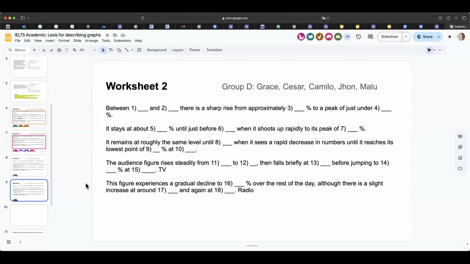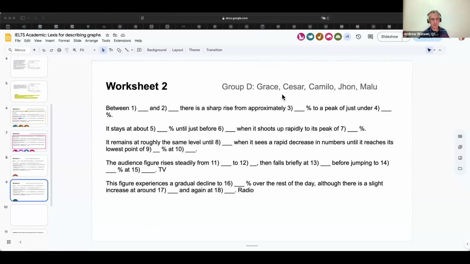And consult for about 5 minutes. Please go to the breakout rooms. Compare your answers.